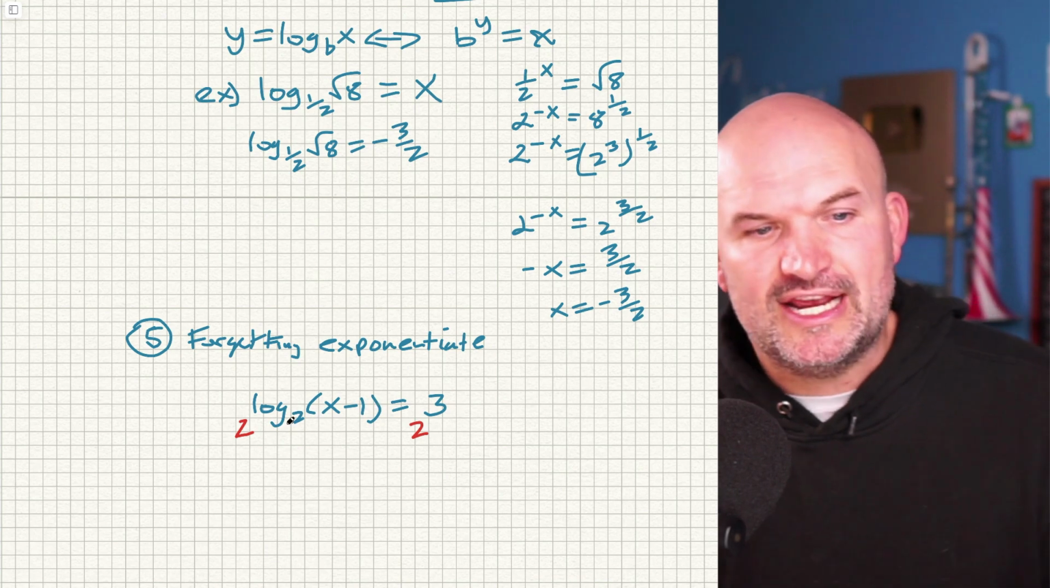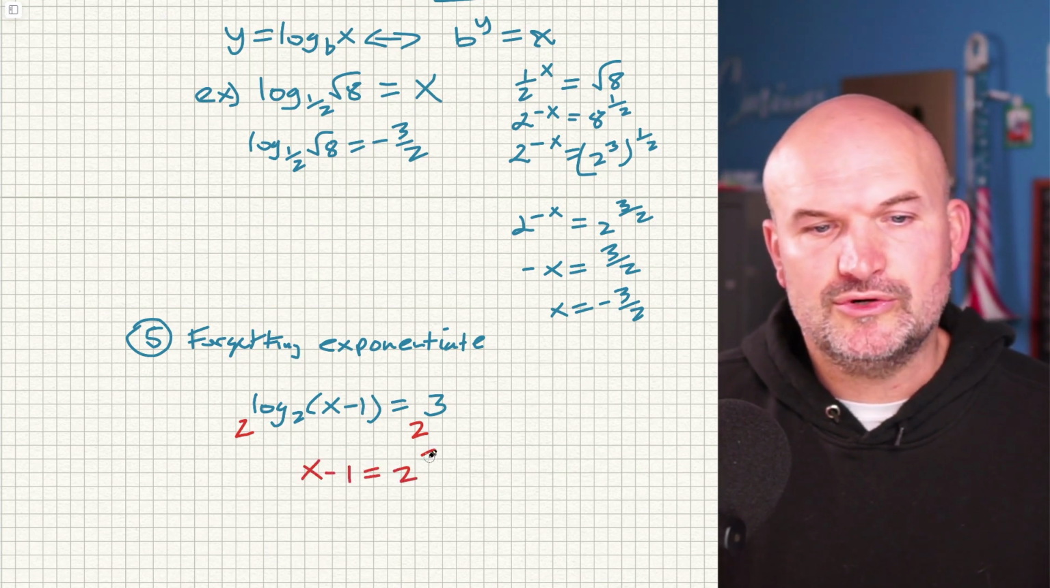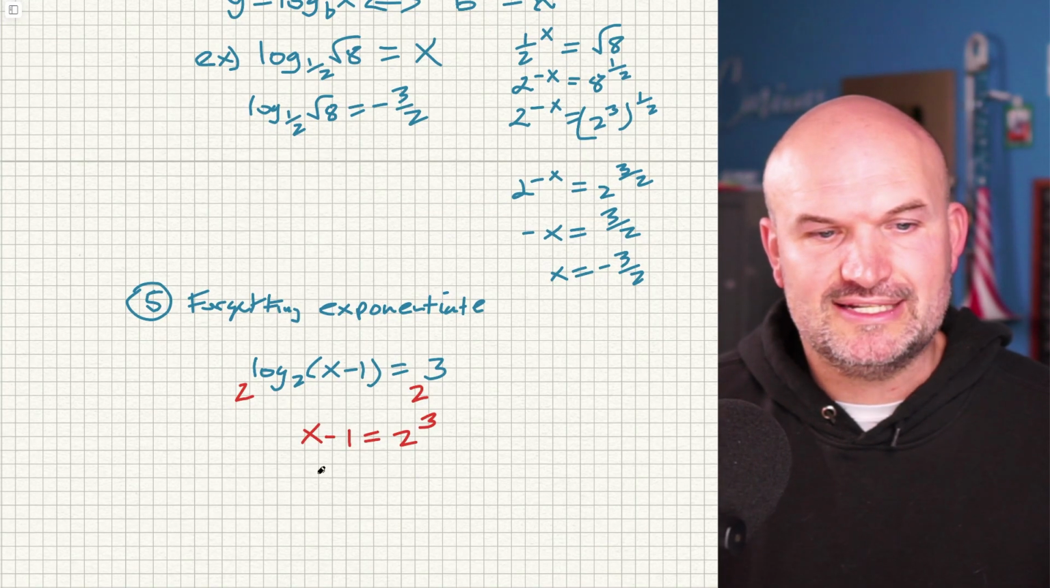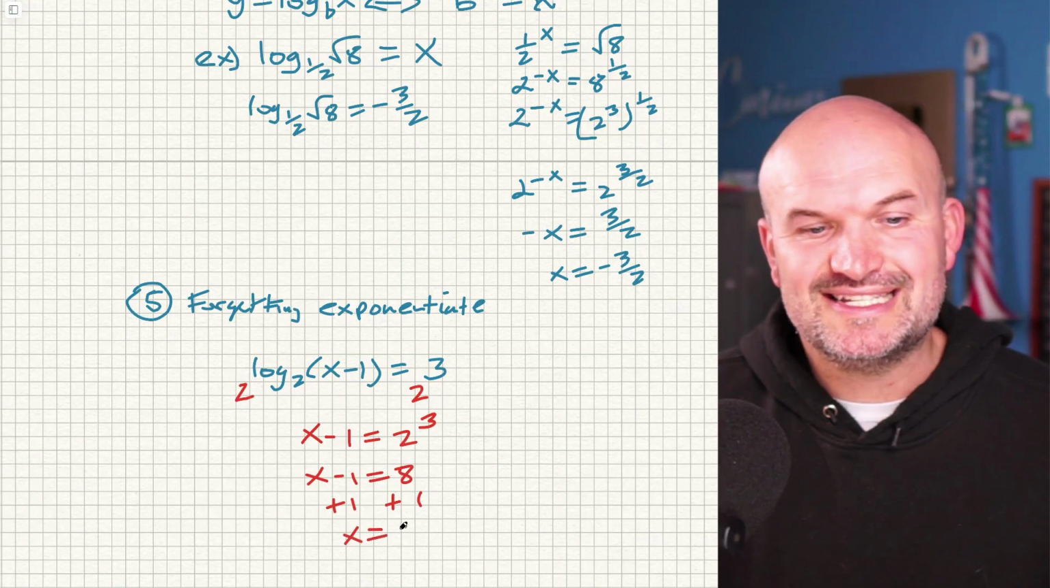And so when we exponentiate on both sides, what we're going to get is 2 to the log base 2 of x minus 1 is equal to 2 cubed, which again we know is 8. So x minus 1 is equal to 8, plus 1 plus 1, x is equal to 9.